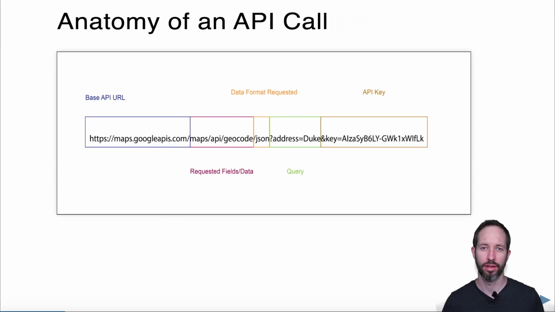Here's the anatomy of a relatively simple API call. First, you'll notice at the beginning of this URL, there's maps.googleapis.com. And that's what you might call the base API URL. That's the URL that we're always going to put at the beginning of any API request.